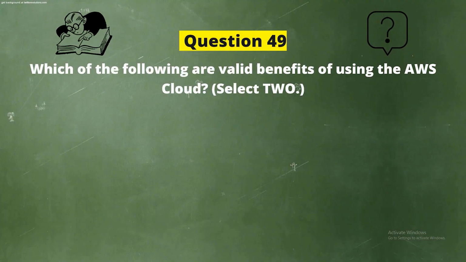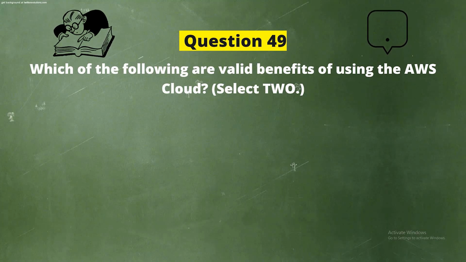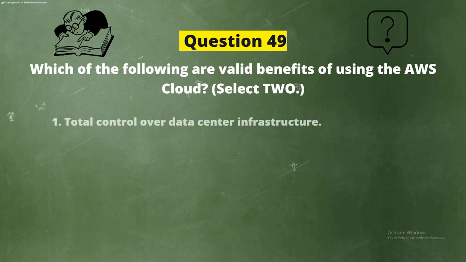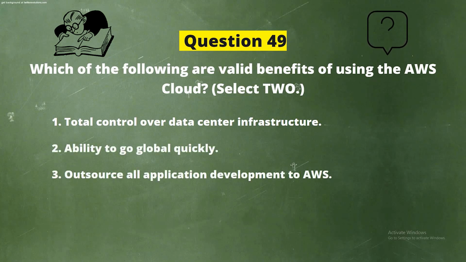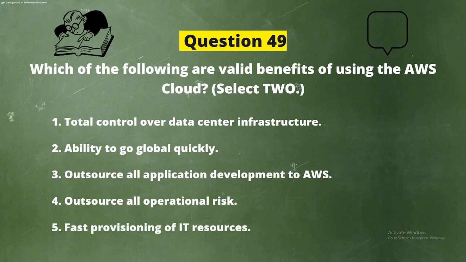Next question. Which of the following are valid benefits of using the AWS cloud? Select 2. And the options are: Option 1. Total control over data center infrastructure. Option 2. Ability to go global quickly. Option 3. Outsource all application development to AWS. Option 4. Outsource all operational risk. Option 5. Fast provisioning of IT resources.